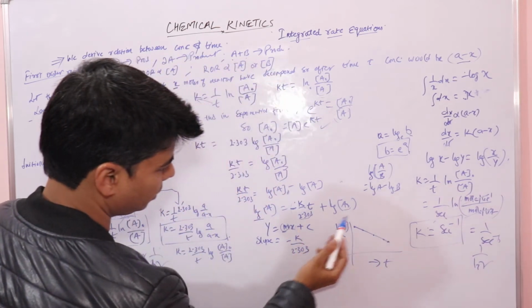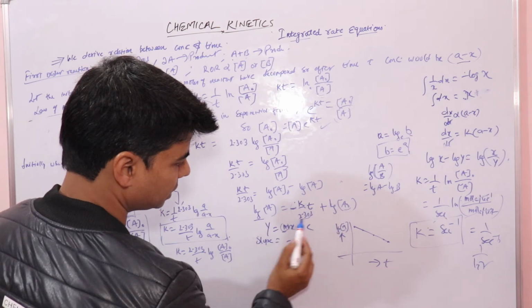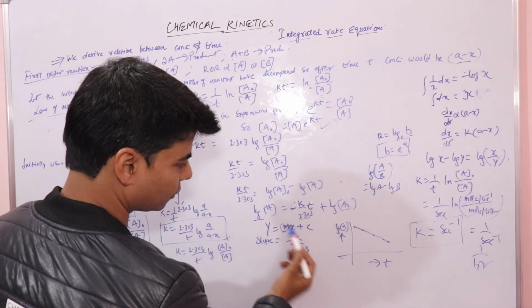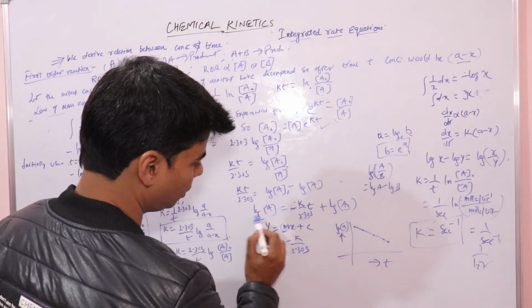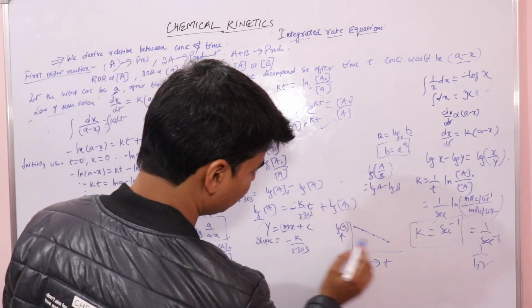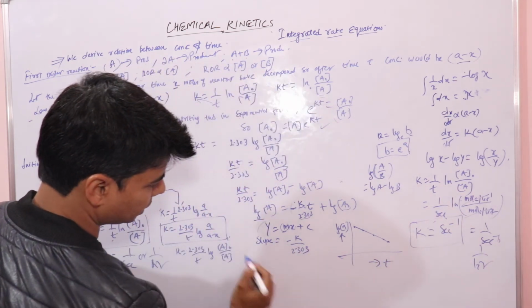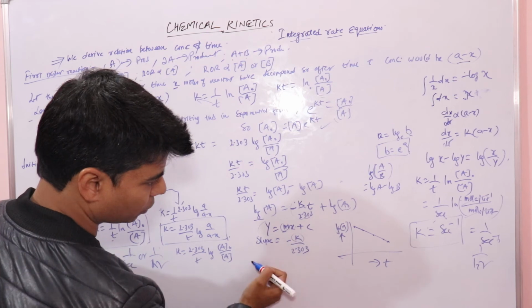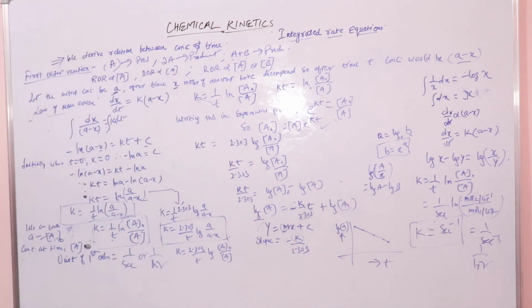Since this equation is of the form of a straight line, you get a straight line between log a and t, whose slope is this. So the slope of this line is this, and you can find the value of the rate constant if you know the slope using this equation, right? So we are almost done with it.